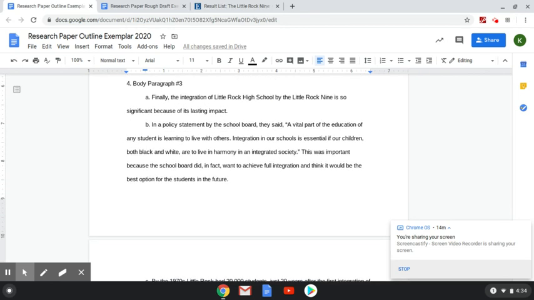All right, body paragraph 3. Finally, again, nice use of a transitional phrase. The integration of Little Rock High School by the Little Rock Nine is so significant because of its lasting impact. In a policy statement by the school board, they said, A vital part of the education of any student is learning to live with others. Integration in our schools is essential if our children, both black and white, are to live in harmony in an integrated society. This is important because the school board did, in fact, want to achieve full integration and think it would be the best option for the students in the future. Again, because I'm reading so slowly, I would change that to thought, right?